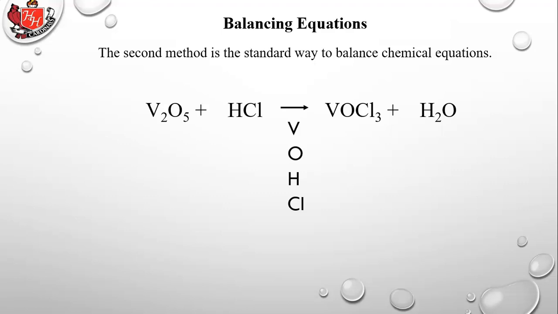Now you simply count the number of atoms of each element on each side. So with V, we have 2 on the left, and we have 1 on the right. For oxygen, we have 5 on the left, and now be careful, there's 1 in the VOCl3, and there's 1 in the water. So that's going to give you 2 on the right. For hydrogen, we have 1 on the left, 2 on the right, and for chlorine, we have 1 on the left and 3 on the right. So nothing is in balance.